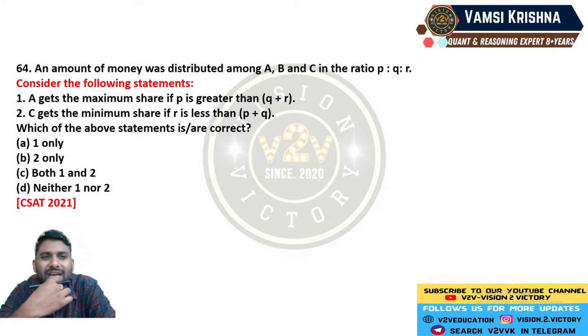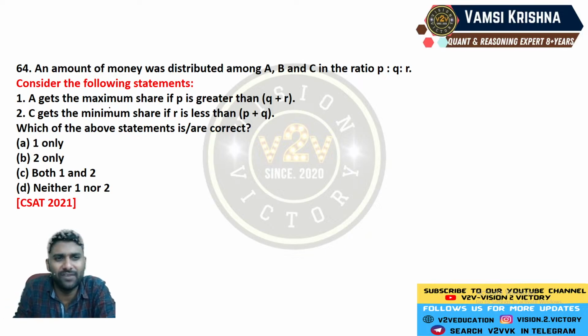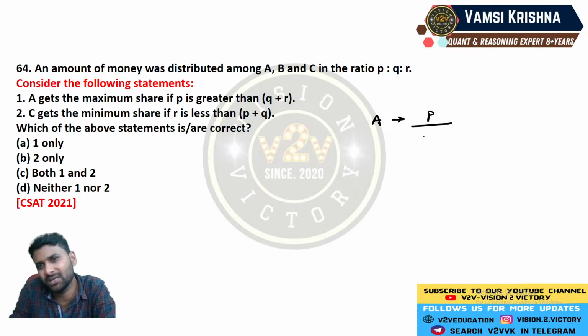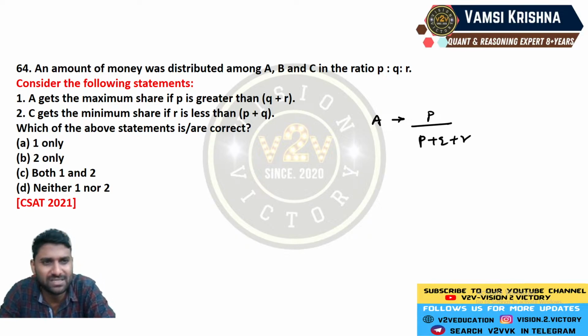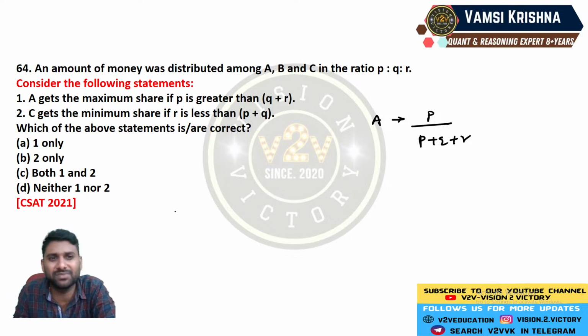See the next question here. An amount of money was distributed among A, B, C in the ratio of P is to Q is to R. Now, which of these statements is true? Now, see, A's share is exactly equal to P divided by P plus Q plus R. But the information says that A gets maximum share if P is greater than Q plus R.